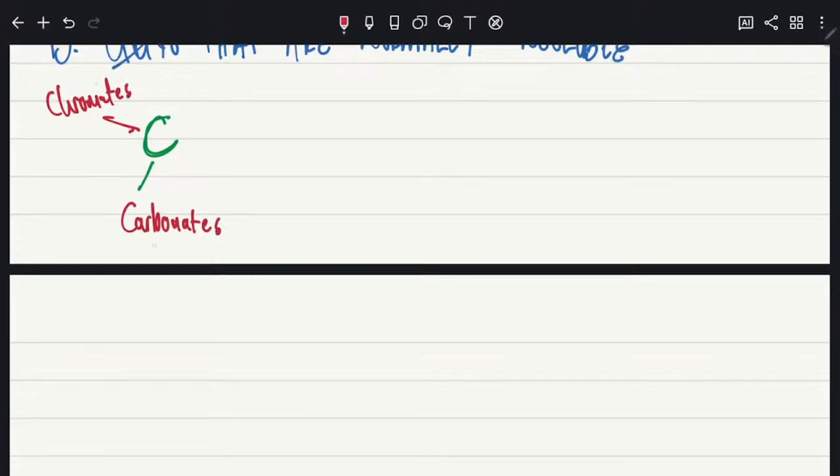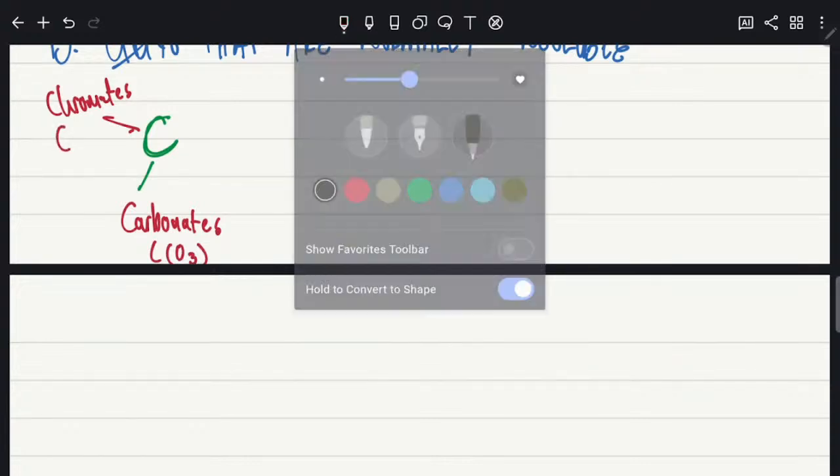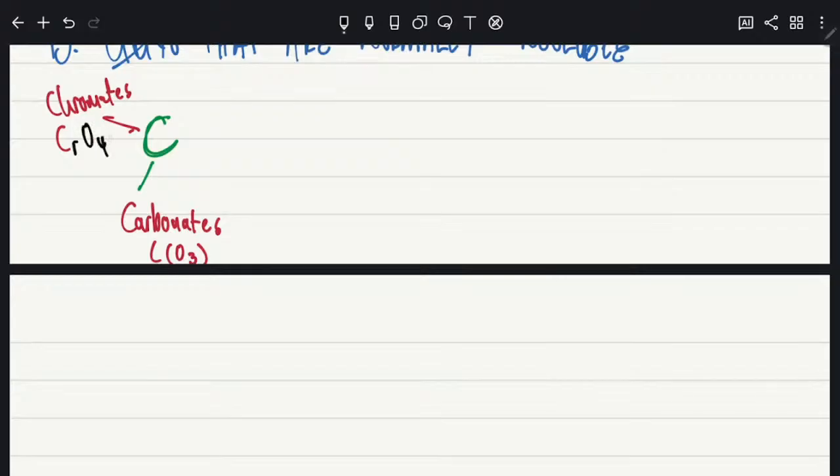It is two things. Carbonates, CO3, chromates, CrO4. If you see a CrO4, or if you see this, then you know you are dealing with something that is what? Insoluble. Are we together? Guys, are we together?